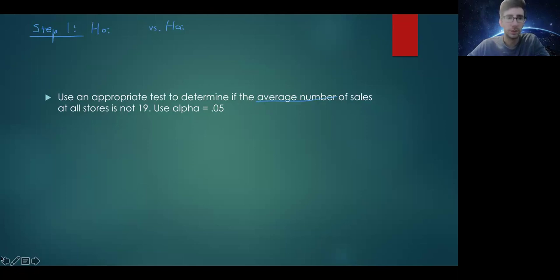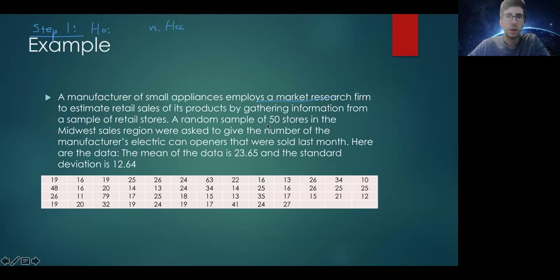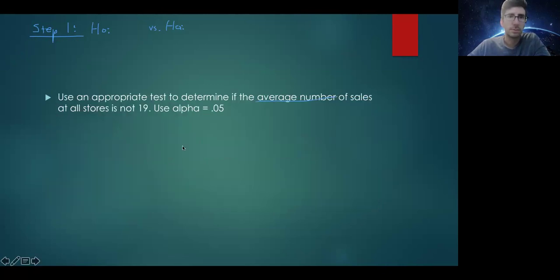And then also in this part of the problem, we're told that they were asked to give the number of sales. And we took the mean of that data, the average of it. So this is a test for a population mean. We need to put our population parameter mu.